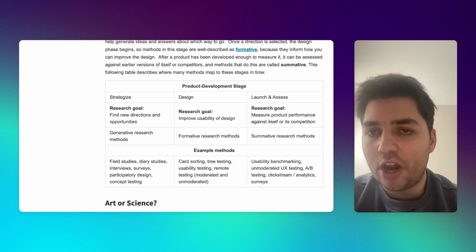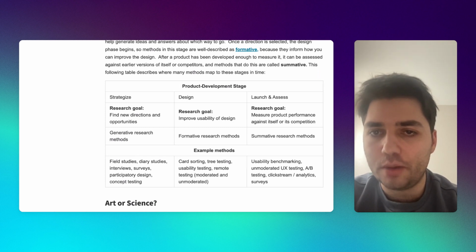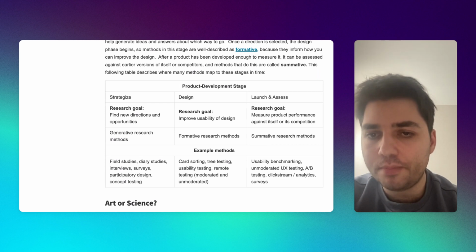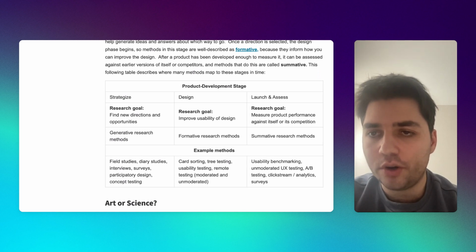After the design phase is the launch and assess phase. And this is when you're trying to measure the product performance specifically. And these are called summative research methods. And this is where you might want to use usability benchmarking, unmoderated UX testing, A/B testing, clickstream and analytics, and/or surveys.